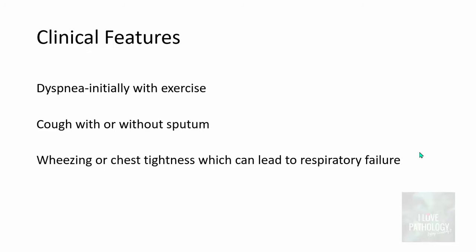Now, what are the clinical features? Because this is a restrictive lung disease, with formation of extensive fibrosis in the parenchyma, it manifests with features of restrictive lung disease, that is dyspnea, initially with exercise. They might present with cough with or without sputum production. They can present with wheezing or chest tightness, which finally can lead to respiratory failure.